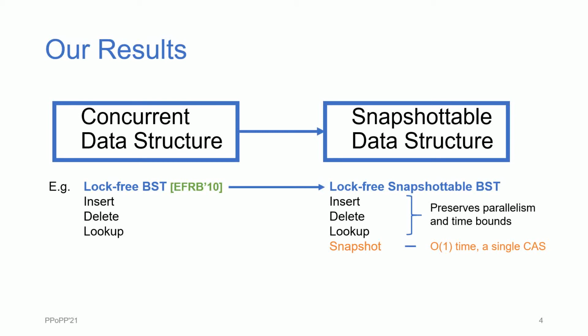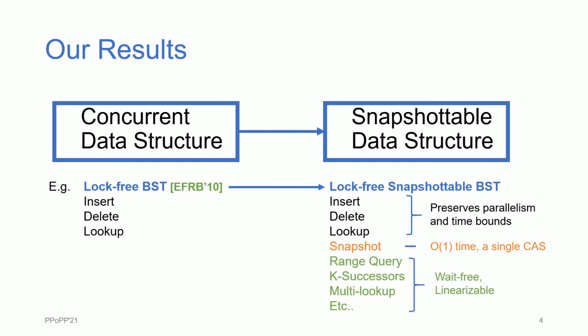It doesn't make a copy of the entire data structure. Instead, it returns a handle which can be later used to access parts of the snapshot. You only have to pay for the parts of the snapshot that you access, and you can dynamically choose which parts to access. Using the snapshot operation, we can efficiently support arbitrary multi-point queries by adapting standard sequential algorithms to run on the snapshot. And some examples are listed here.